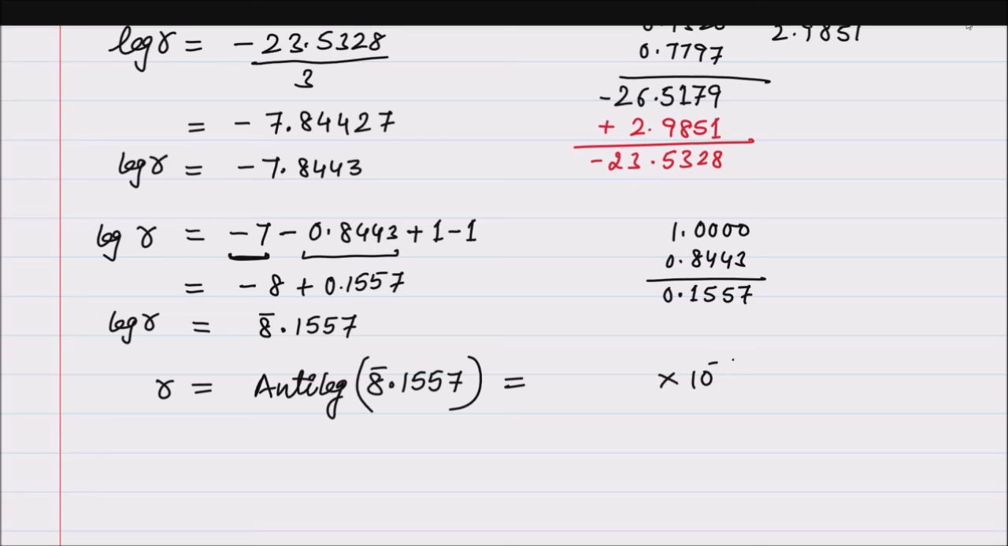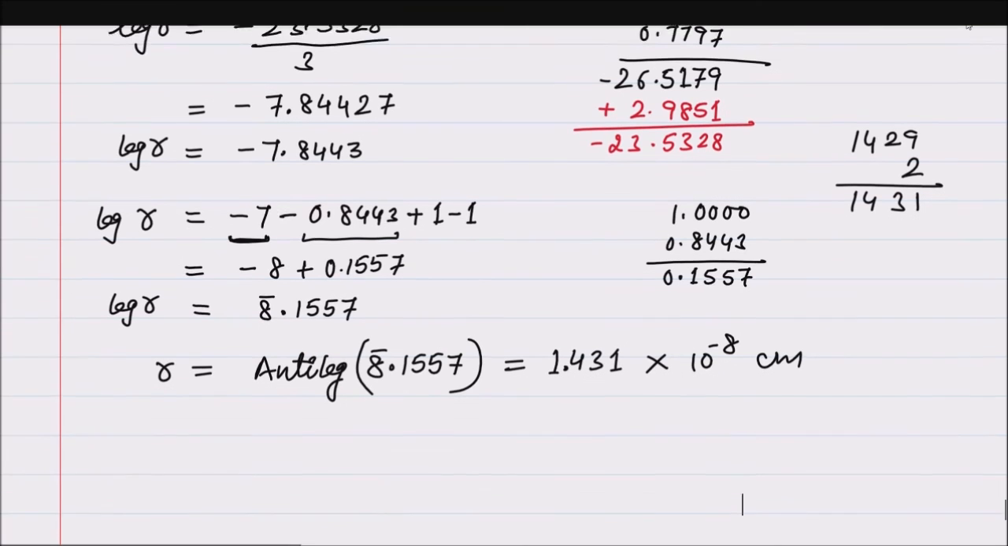So it is 10 raised to power minus 8, then anti-log of 0.155. At 0.155, it is 1429, and the mean difference of 7. The mean difference of 7 is 2, so it becomes 1431, that is 1.431 into 10 raised to power minus 8 centimeter.